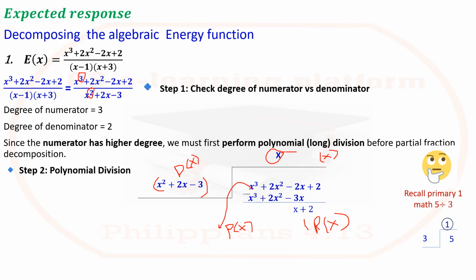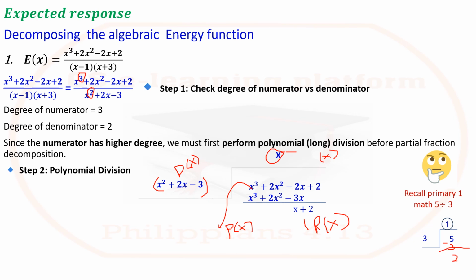So I need to get that remainder. So I get my 1 times 3. When I get 1 times 3 here, I will get 3. Then I have to subtract. So 5 minus 3, I get 2.